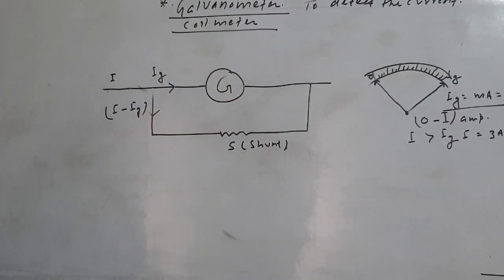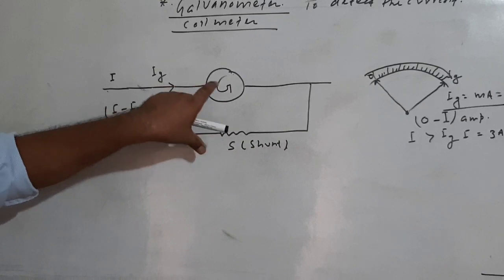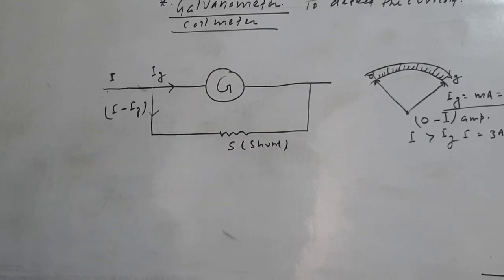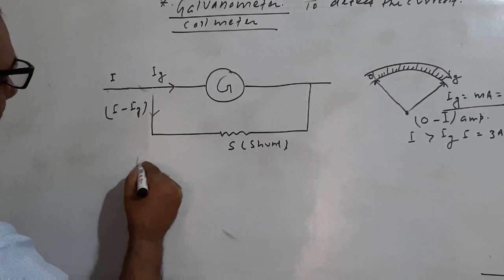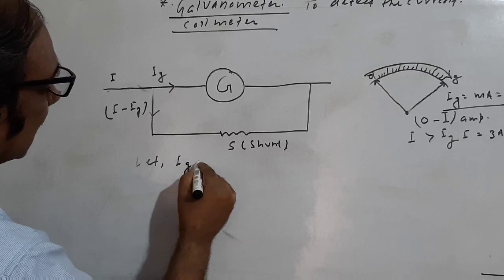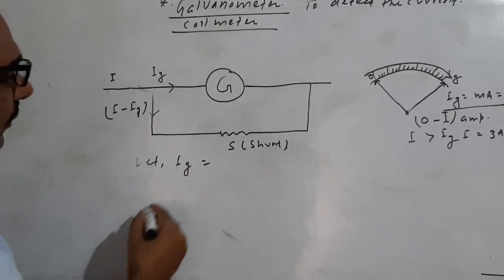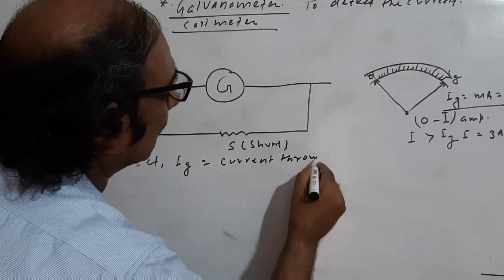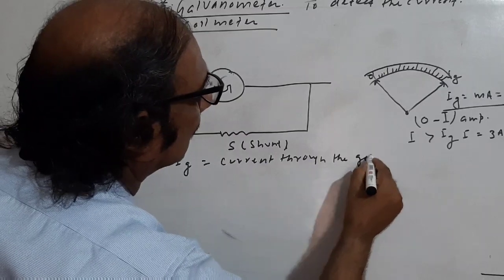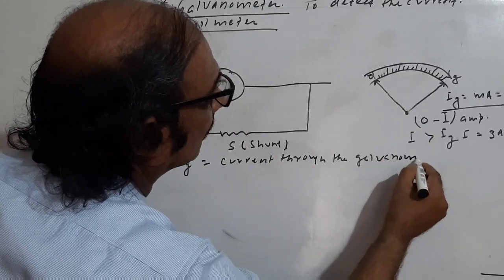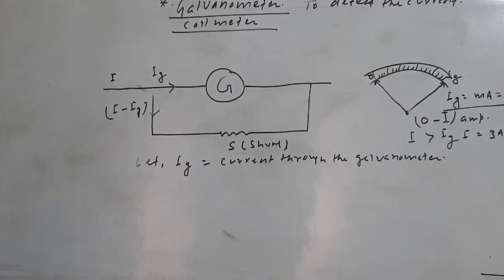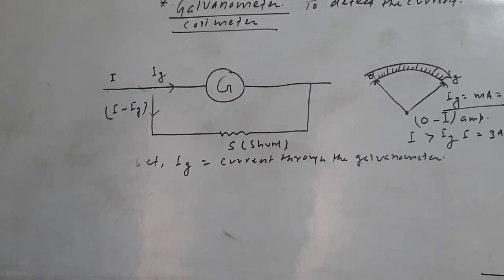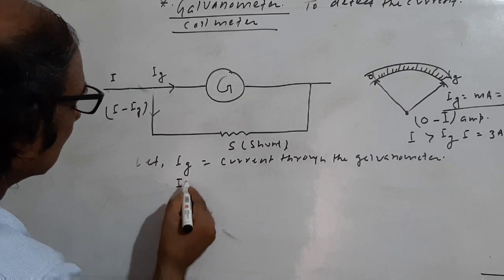So now let us proceed here. As we know, the potential difference always remains constant in parallel. So let Ig be the current through the galvanometer, and this galvanometer is converted into an ammeter of the range I ampere.